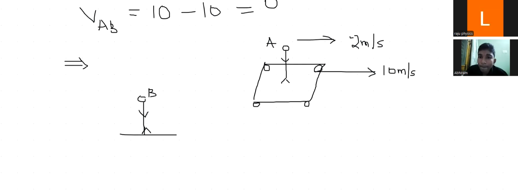So we know the velocity of A is 2 meters per second. The velocity of the trolley is 10 meters per second. Clear? So velocity of A. Wait, Abhi, wait a minute.